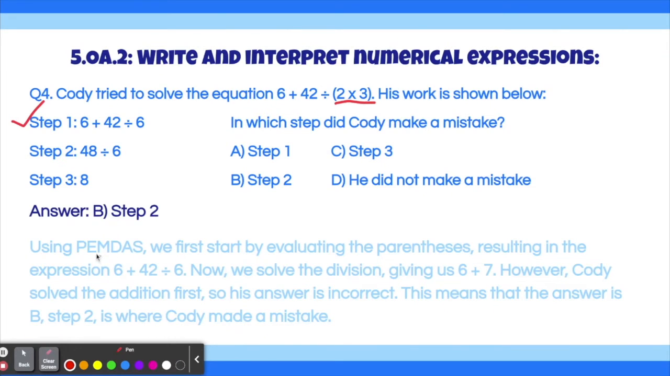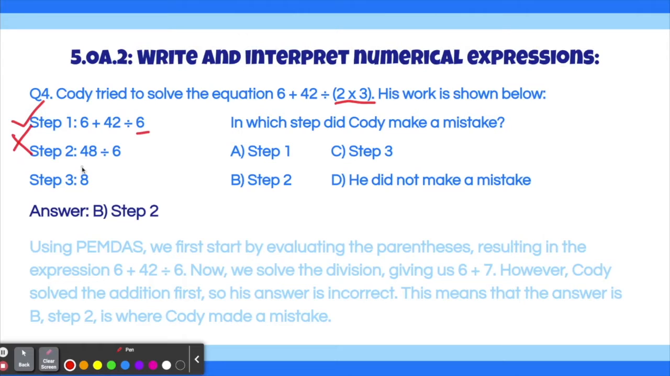Now, the second thing that you do in PEMDAS is multiplication and division, right? So over here, we have multiplication and division, which is 42 divided by 6, right? But in step 2, Cody doesn't do 42 divided by 6, he does 6 plus 42, which is not part of PEMDAS. So that means that step 2 of Cody's work is incorrect, and that means that he gets the wrong answer.